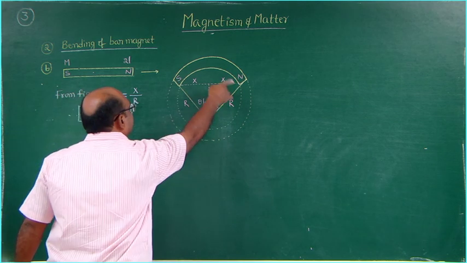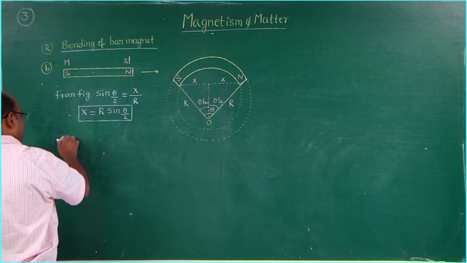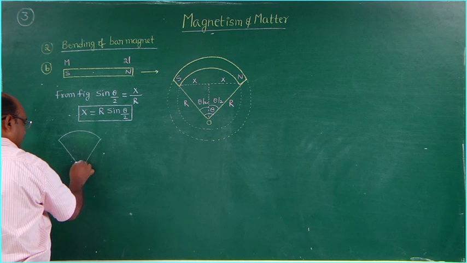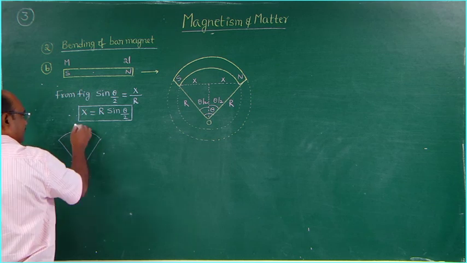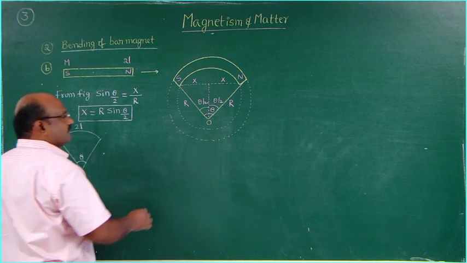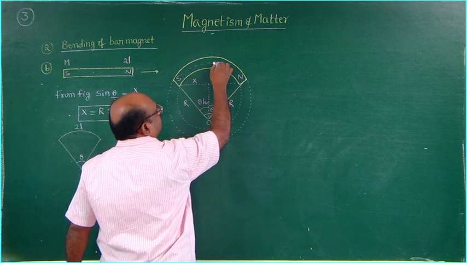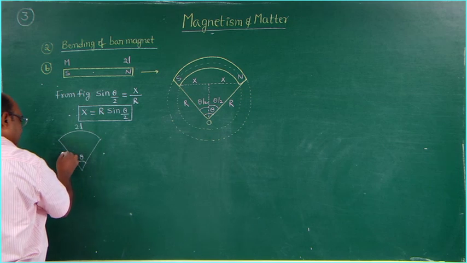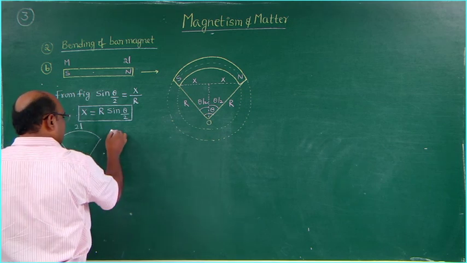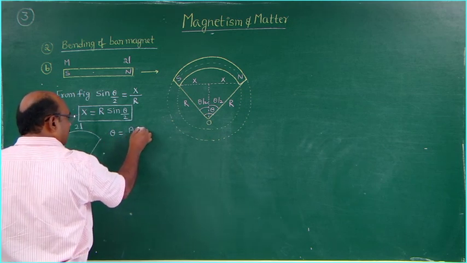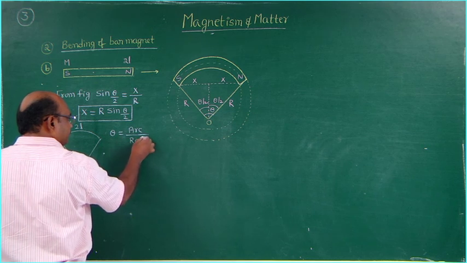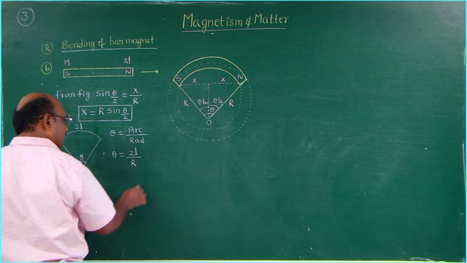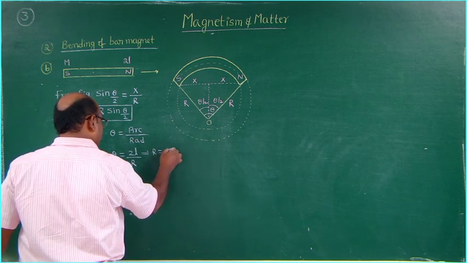Similarly, if you take the complete arc of the circle, it is subtending an angle theta. The arc length is 2l, because initially the magnetic length is 2l, and the radius is r. You know the formula, angle is equal to arc length by radius. Therefore theta is equal to 2l by r, and from that, r is equal to 2l by theta.